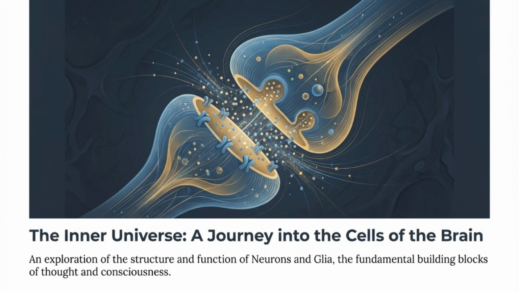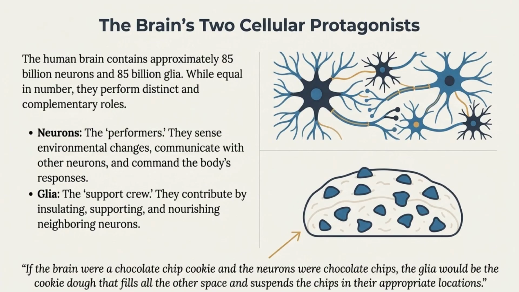Welcome to the Inner Universe, a journey into the cells of the brain. In this video, we will explore the structure and function of neurons and glia, the fundamental building blocks of thought and consciousness. The brain features two main cellular protagonists, neurons and glia. The human brain contains approximately 85 billion of each. While roughly equal in number, they perform distinct and complementary roles.